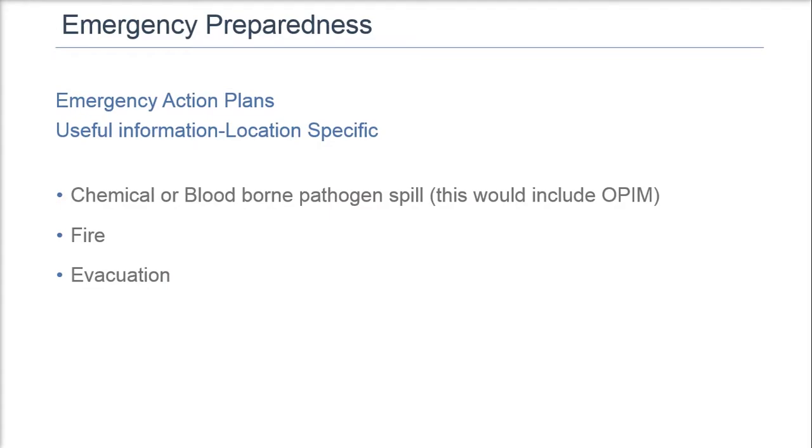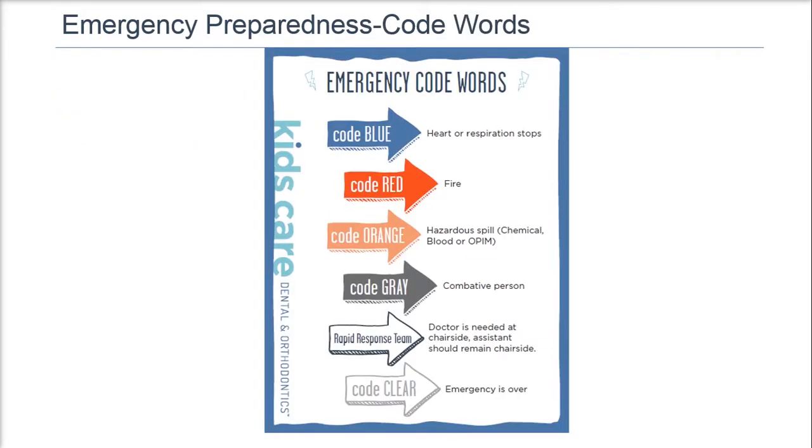An important piece of emergency preparedness are our code words. You can see here we use various code words for specific issues. For example, code blue would be heart rate or respiration stops. Code red would indicate a fire. Code orange is a hazardous spill. Code gray would indicate a combative person. And rapid response team would indicate that the doctor is needed chairside immediately.